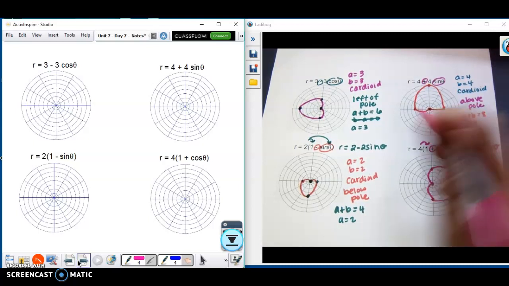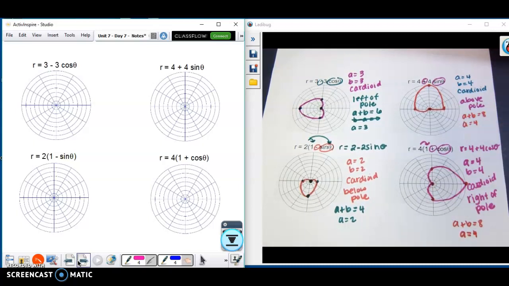So we have inner loop so far, which is where B is bigger. We have cardioid where A and B are the same thing. And cardioid makes the heart shape.